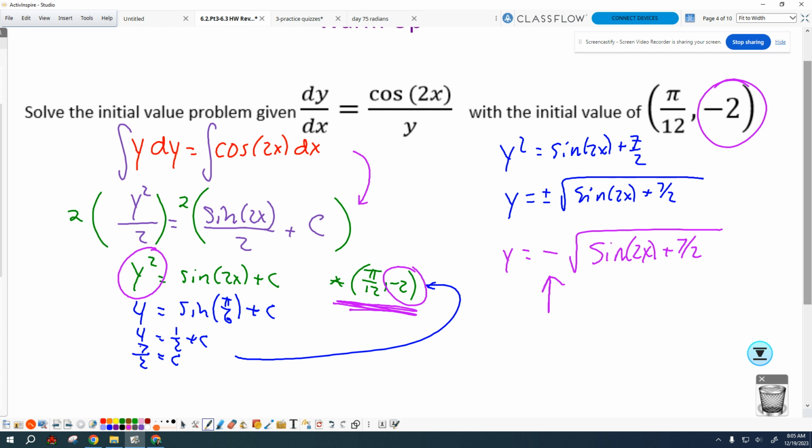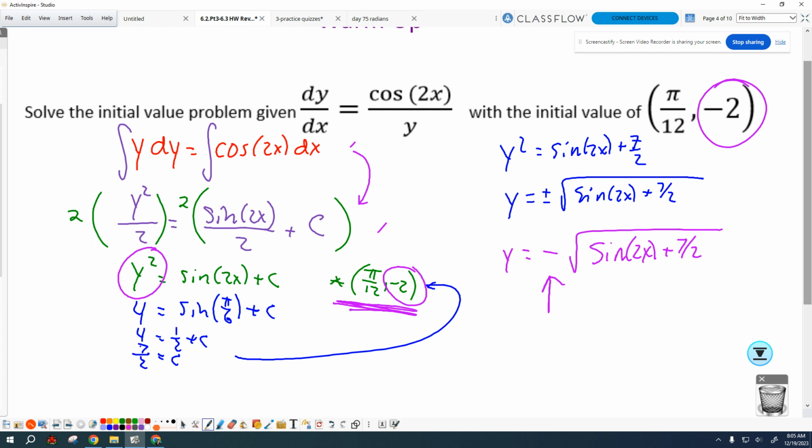And so 1 point for separating the variables, 1 point for integrating correctly. If you forget plus c, you get no more points. Then solving for y and finding the c value, those are each a point in themselves. And then getting the final answer and realizing to choose the positive branch or the negative branch correctly. Cool?